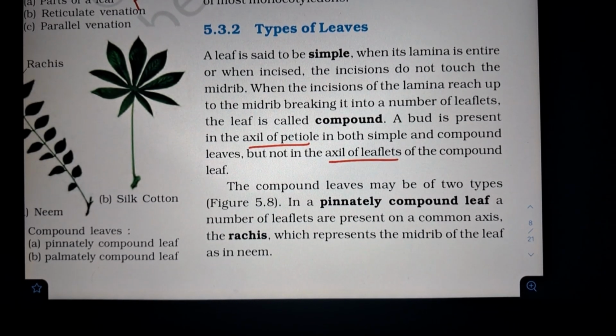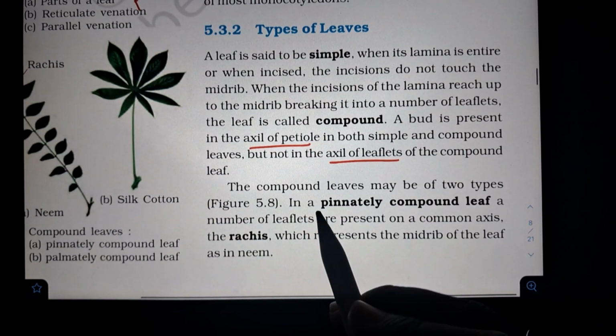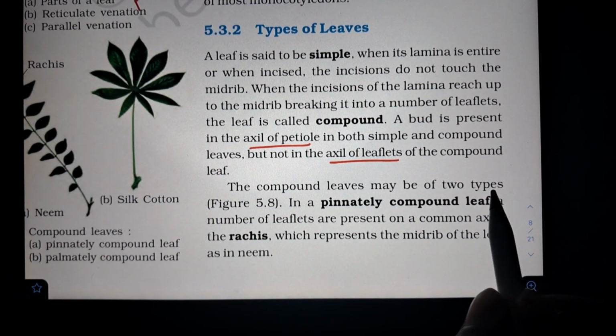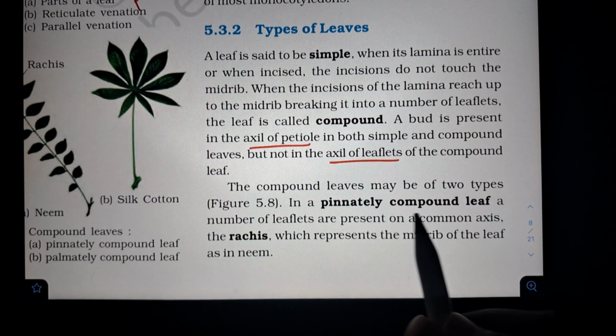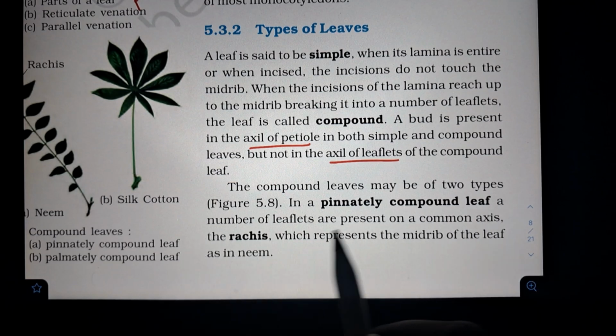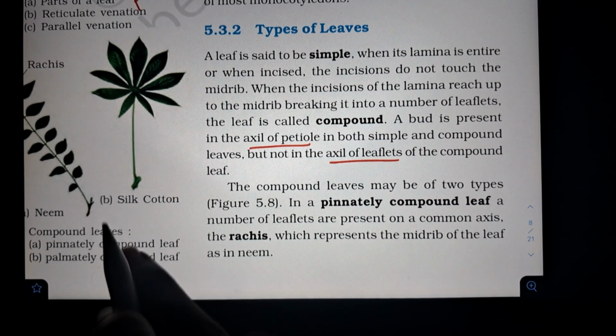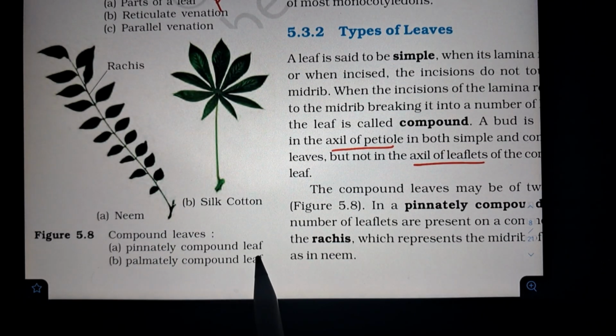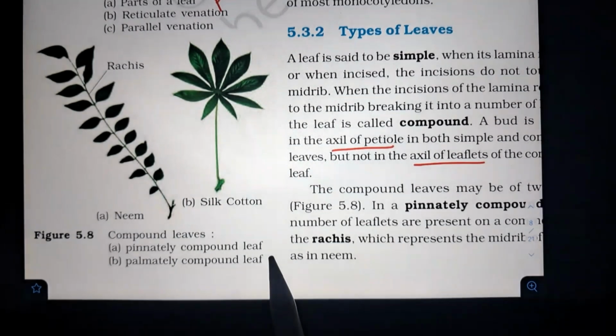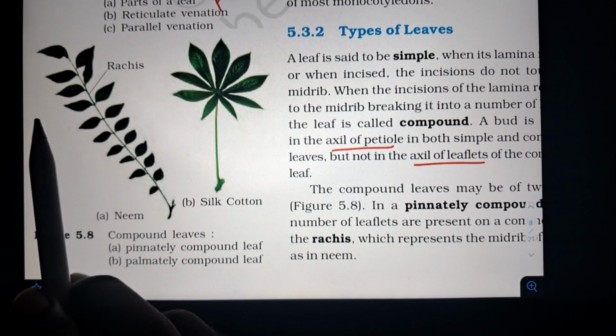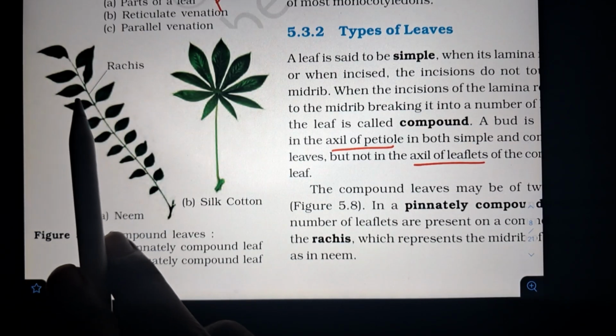This may be asked in statement type, so you may get confused with this. The compound leaves may be of two types. In a pinnately compound leaf, a number of leaflets are present on a common axis, the rachis. Here you can see this pinnately compound leaf. The number of leaflets are present on a common axis here.